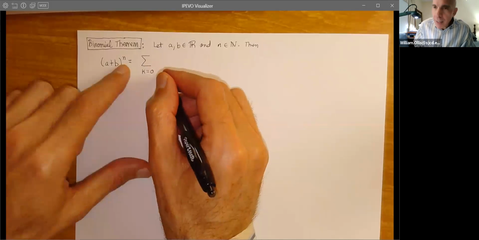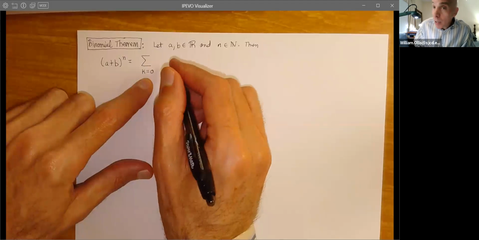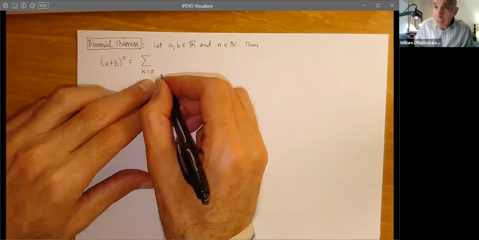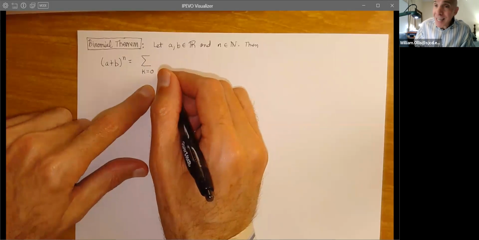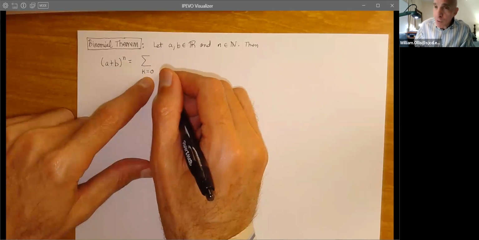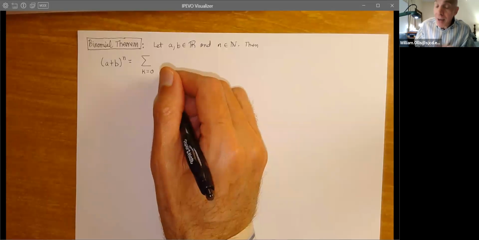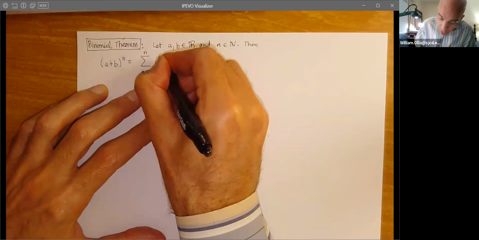So when n is not a positive integer, say 1/2, a square root or something, this becomes an infinite series. And this is basically how your calculator computes square roots. The binomial theorem becomes infinite. When n is a positive integer, it's just a finite sum. And we know that when we square a plus b or raise a plus b to the third power, it's finite. So we have n, and then of course our binomial coefficient.